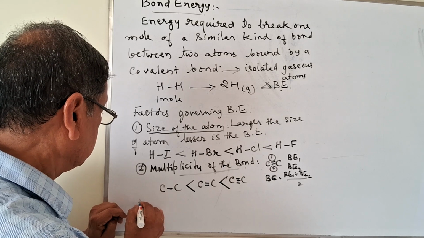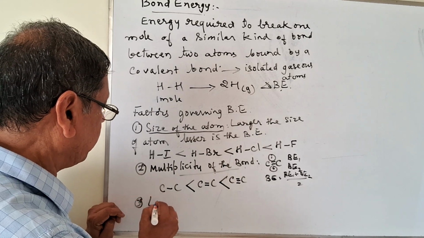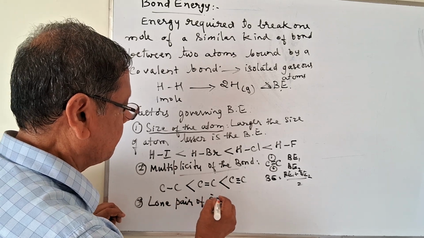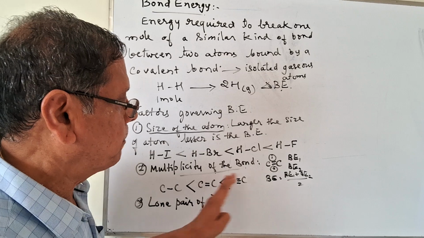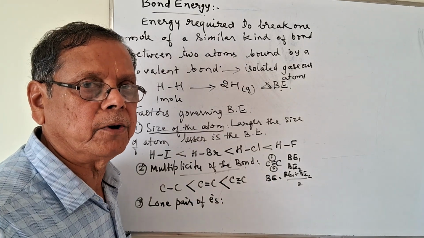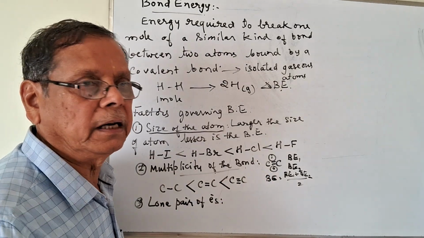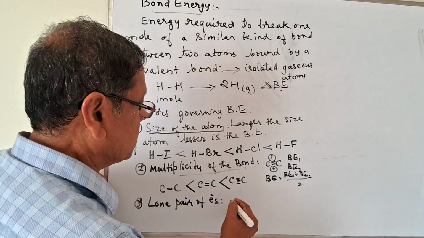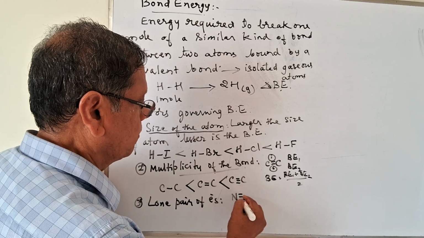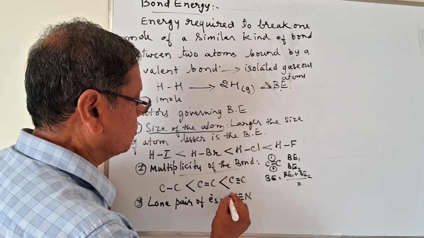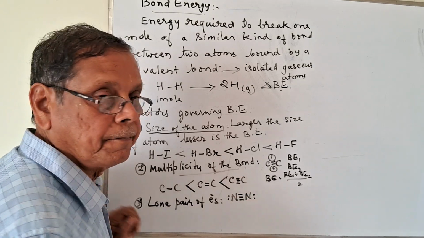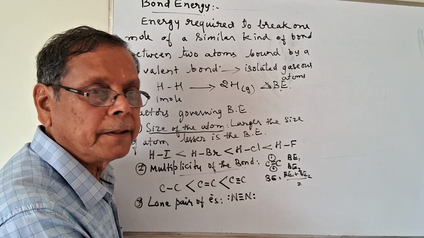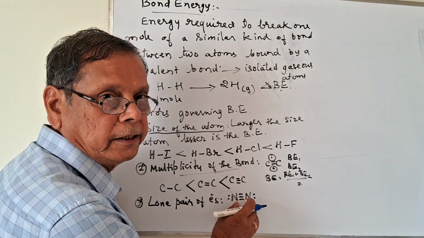The third one is the lone pair of electrons. Suppose there are lone pairs of electrons on the atoms which are bound by a covalent bond. Then automatically there will be repulsion among the lone pairs of electrons. Suppose you consider this nitrogen-nitrogen triple bond. We know that both the nitrogen atoms have got lone pair of electrons. Since the lone pair with lone pair repulsion is more, automatically this bond becomes a little bit weak.